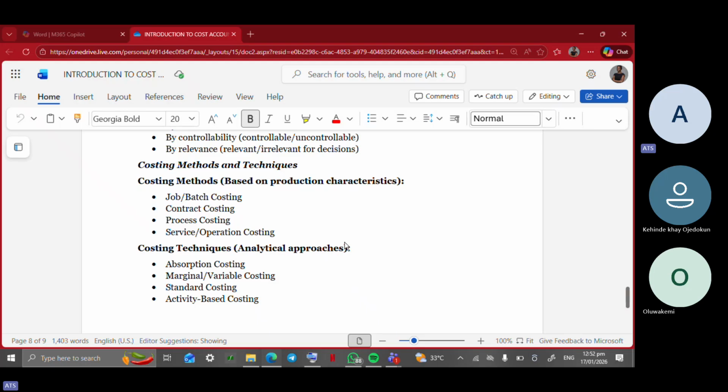So let's take the first one, for instance, job or batch costing. In this case, this costing method is suitable for industries or organizations where each item or each good that you render to the customer is unique. It is custom. Let's take a fashion designer, for instance, right? Each dress is unique to what the customer wants. It is what the customer wants that you give to him. So this is where you do job costing.